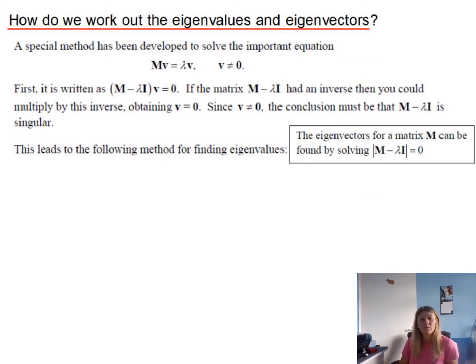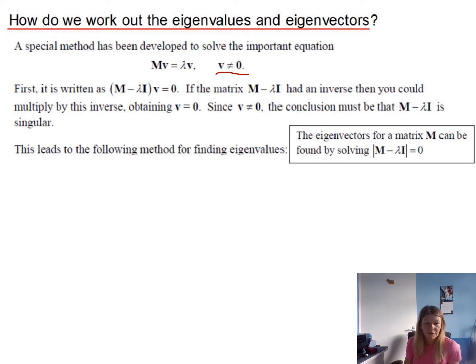Now, how do we work out eigenvalues and eigenvectors if you're not given them? A special method has been developed to solve the important equation. So this is a bit of a blurb. I'll try and explain it a bit more in the gap below. So you've got this equation: some matrix times our eigenvector will give us the same eigenvector or a scalar multiple of it. And we're told here that V, the eigenvector, cannot be the 0, 0 vector. Not allowed.